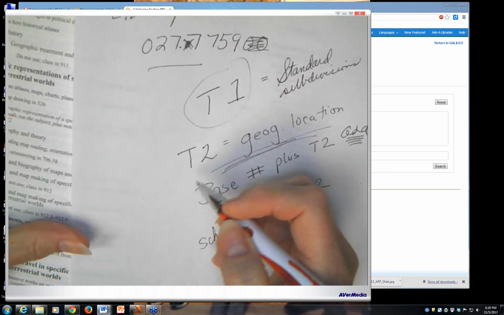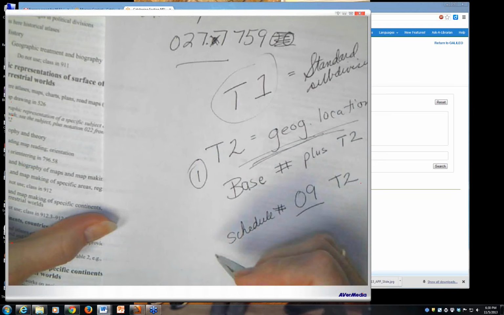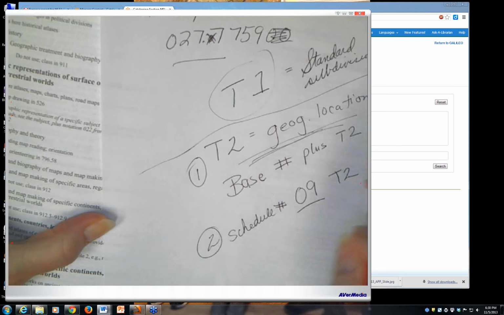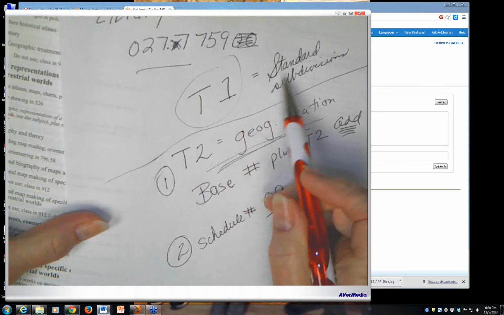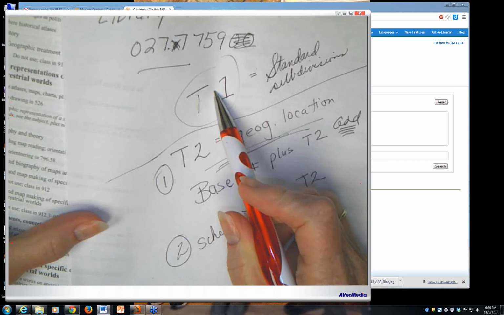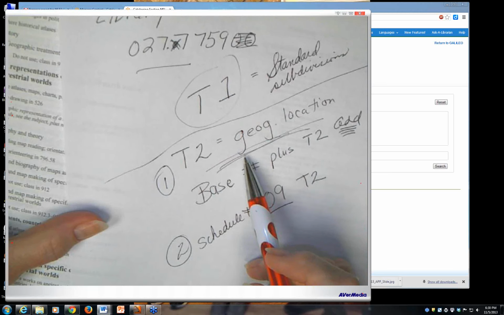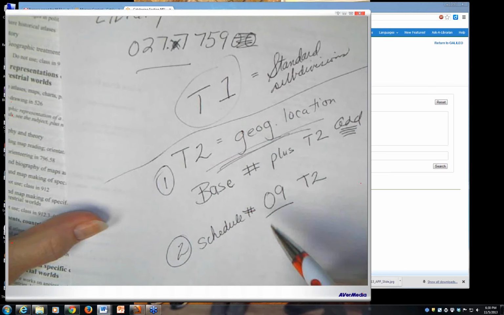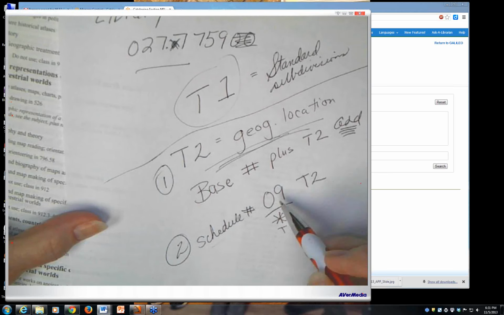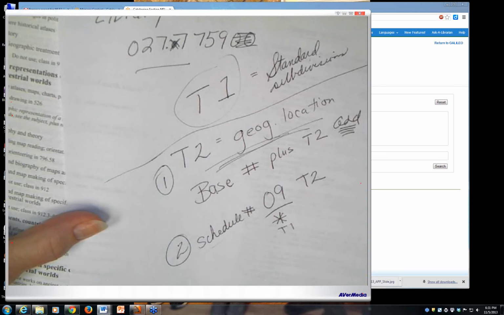So there's two different ways of using Table 2. This is how we use it, and this is how we use it. But Table 1, we add extra zeros if there's a note about standard subdivisions that directly relates to Table 1. Table 2, we don't add any extra zeros. We may have to add this from Table 1, but that's the only thing we would add in between our schedule number and our Table 2 number if there's no add to base number note. Does that make any sense?